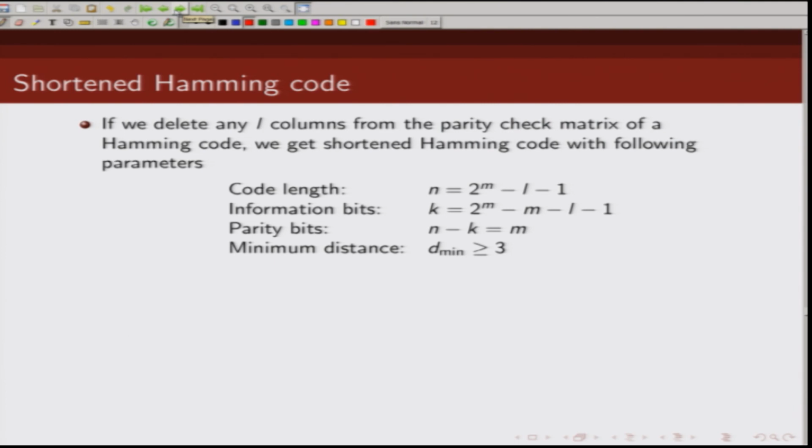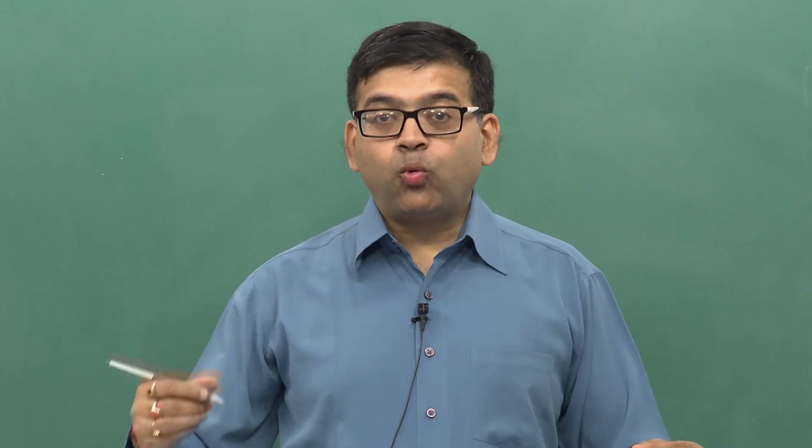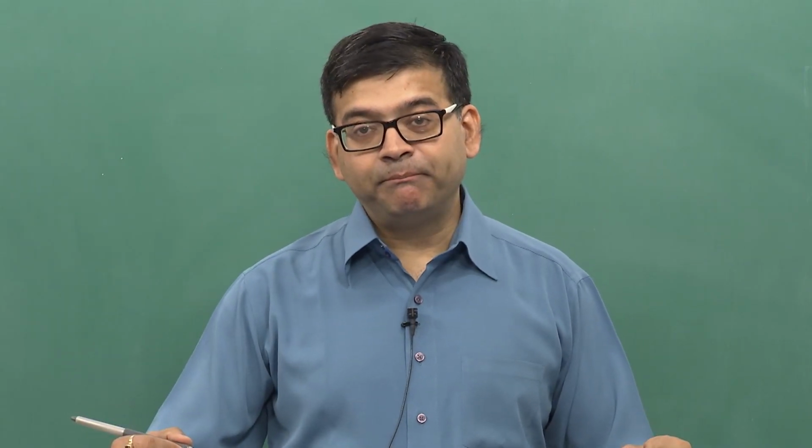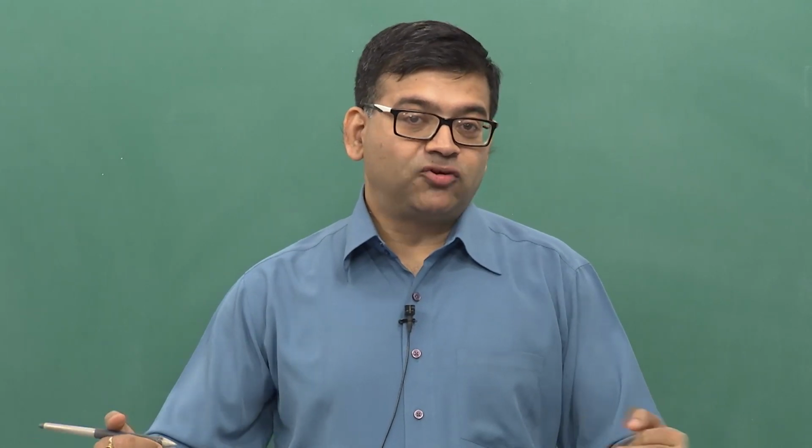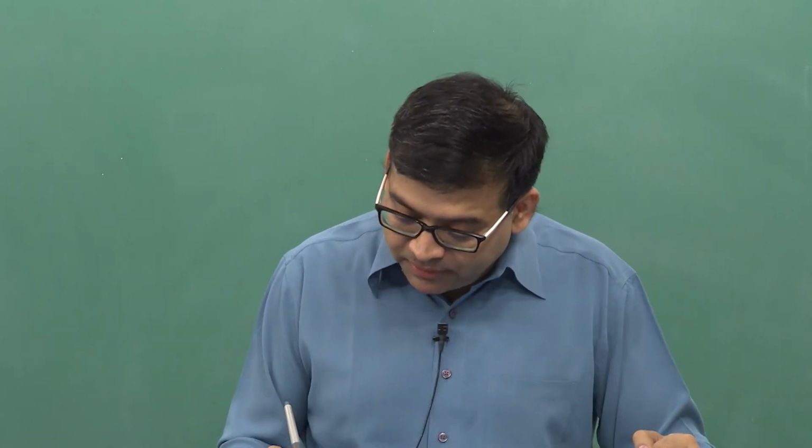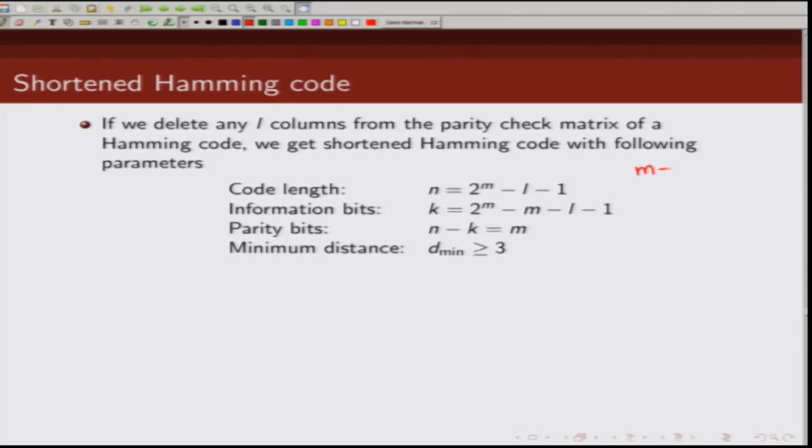Now, as I said before, in case of Hamming codes, once I fix my m, my code parameters are fixed. So, for example, in the examples that we were dealing with, we had taken m equal to 3. So, the moment I fix m equal to 3, my n is fixed, it is 2 raised to the power 3 minus 1, that is 7.